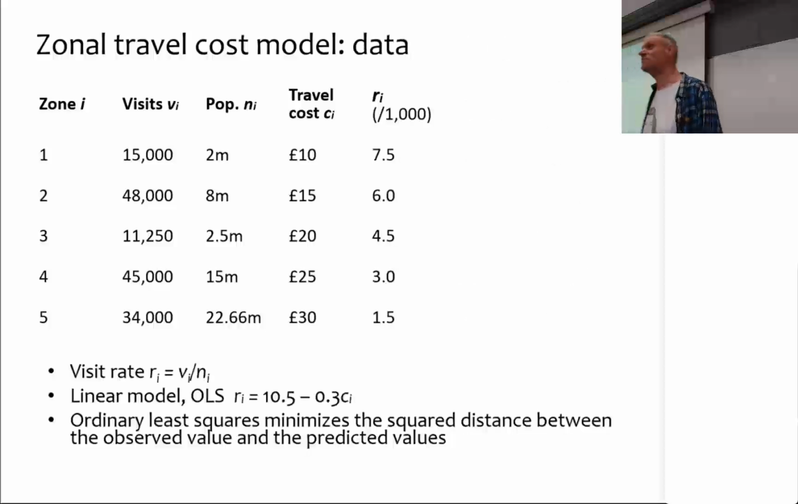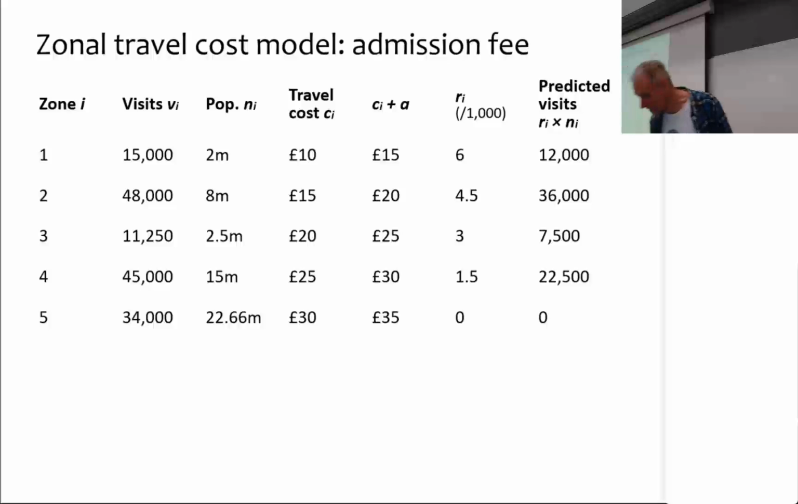Once you have this model, we say, well, this is the relative number of visitors as a function of the cost of visiting. You can play around and say, what if we raise the entrance fee by £5, so that the costs become 15 and 20 and 25 and 30 and 35, right? Yeah, I raised the price by 5. Then obviously demand drops, right?